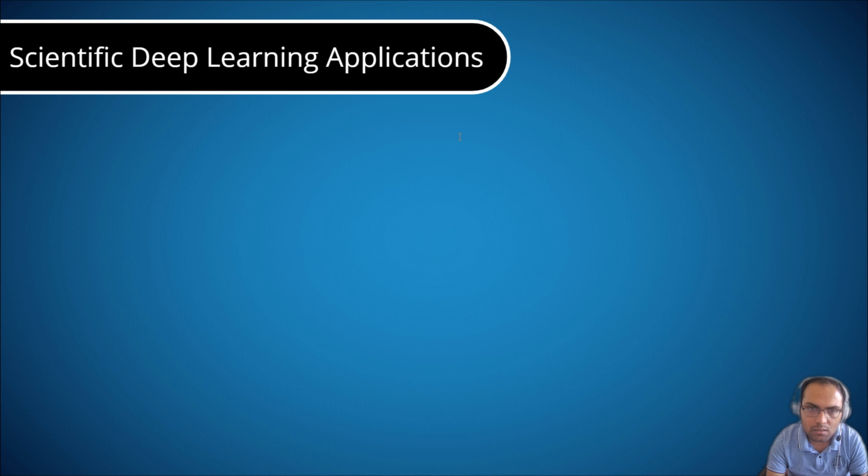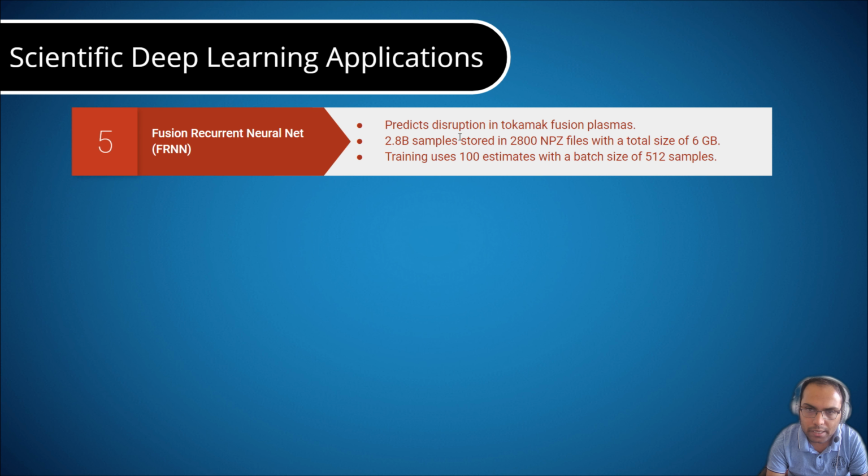Next, the Fusion Recurrent Neural Net is the application that predicts the disruption in fusion plasmas. The application consists of a 6 gigabyte dataset in NPZ or NumPy array files format, distributed across 2 megabyte files, each containing 1000 samples. The training model uses 100 estimates with a batch size of 500 samples.